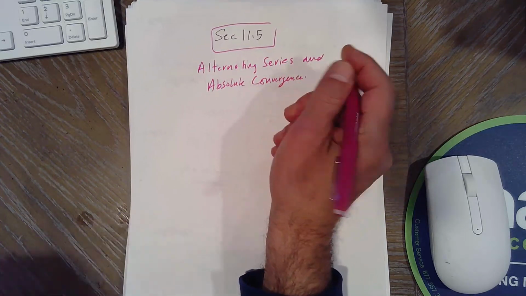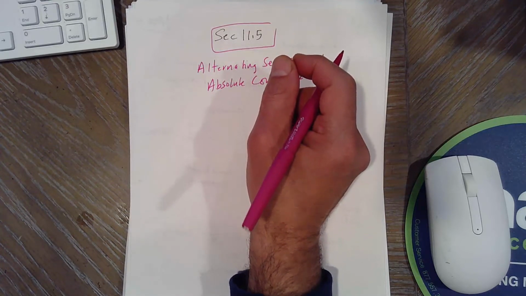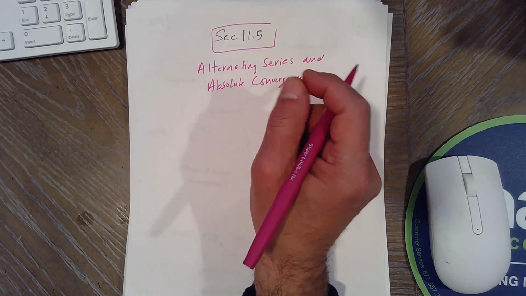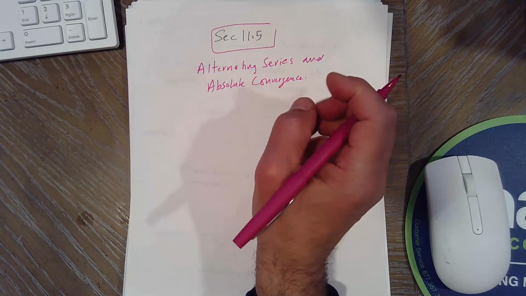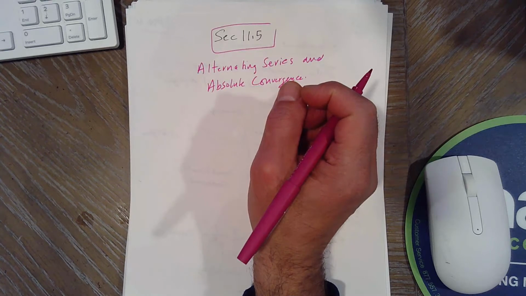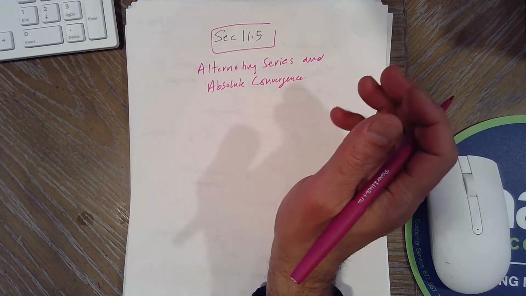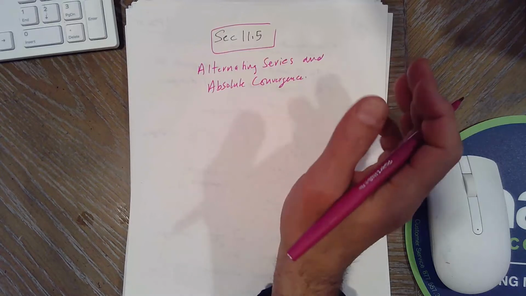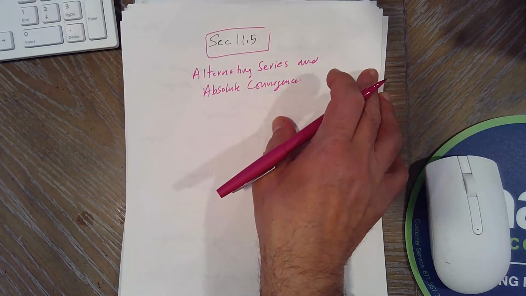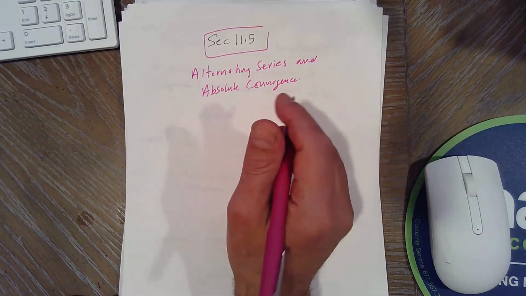So after going over telescoping series, geometric series, and then we did the integral test, and then the nth term test, now we're gonna go over the alternating series test, absolute convergence, and conditional convergence. Okay.